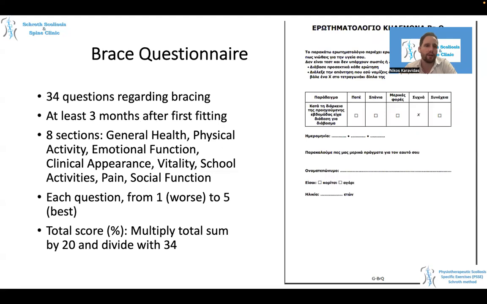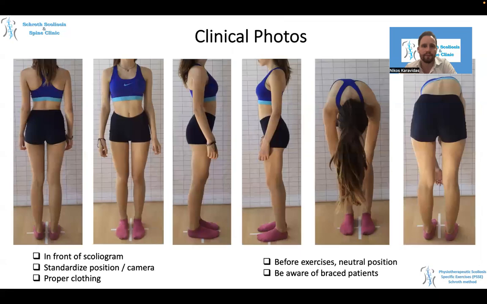There is another questionnaire, the BRACE questionnaire, that is developed for patients with scoliosis that wear a brace. And there are 34 questions. We usually give these at least 3 months after the first fitting, so that we can allow some time for the patient to get used to the brace before we ask them to fill in the questionnaire about their feelings when they wear the brace. And we have 8 different sections: general health, physical activity, emotional function, clinical appearance, vitality, school activities, pain, and social function. And again, each question goes from 1 to 5, and we have a total score in percentage.